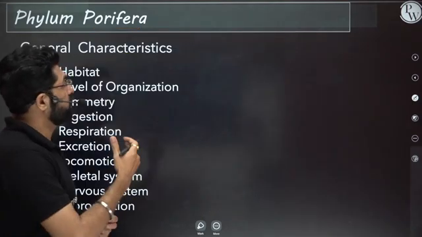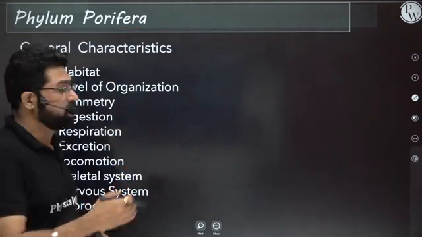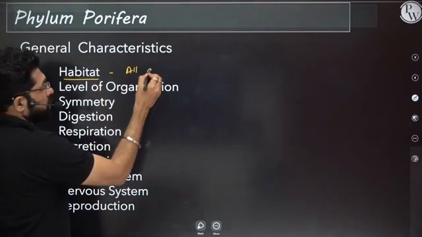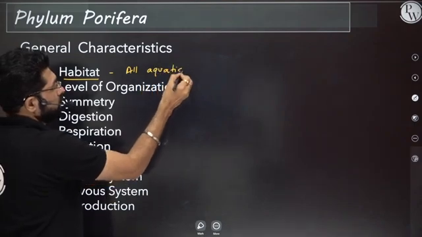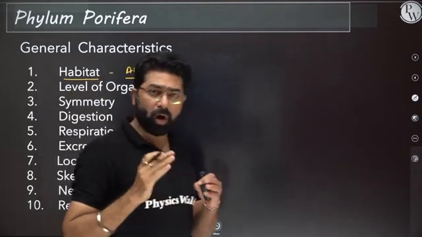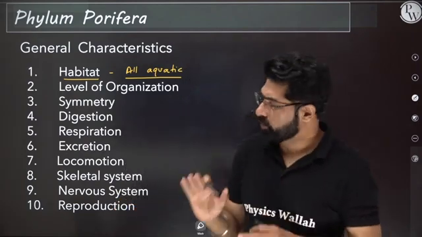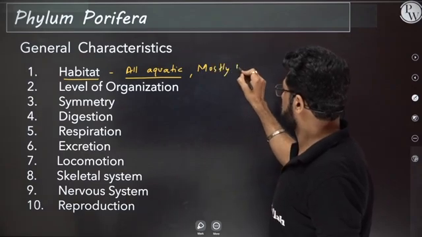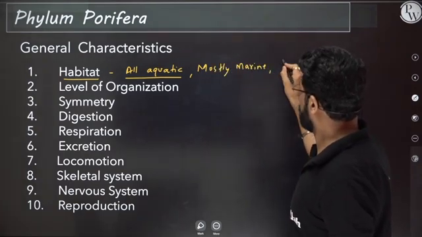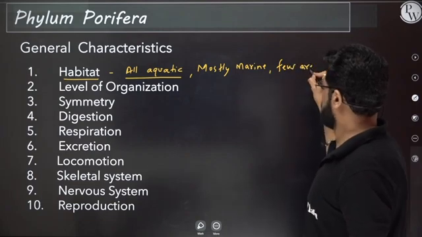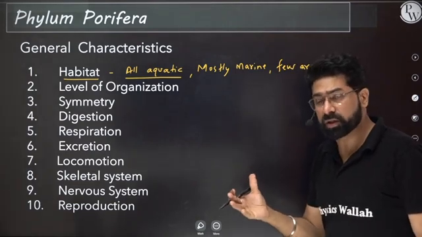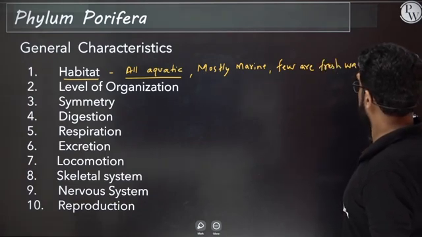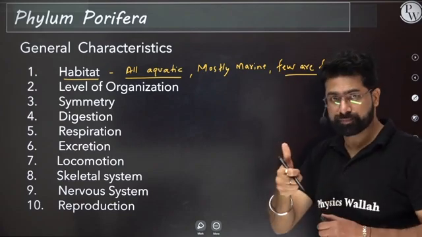Okay, so let's move to the general characters of Porifera. Habitat: they are mostly marine, but they are all aquatic because all live in water. So all those sponges you will find in aquatic medium. Mostly they are marine, but few are freshwater. Can you name one freshwater species? Just now we talked about it, that is Spongilla. Is it okay with you?